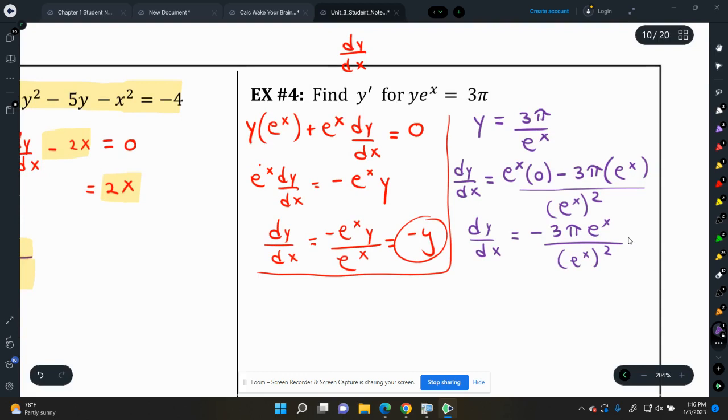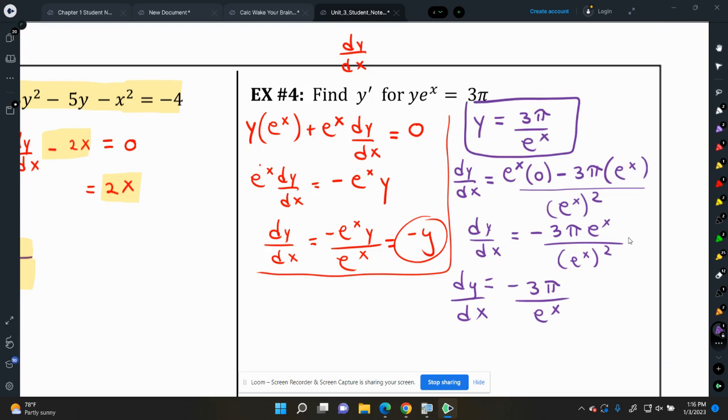But look what's going on, right? First off, this is going to be negative 3 pi over e to the x. Well, did I get the same answer? No? Well, look up here. What does y equal? 3 pi over e to the x. So what did we get here? Negative y. Well, this is negative 3 pi over e to the x. So they are the same answer. But this was a lot more complicated to do than the implicit differentiation.